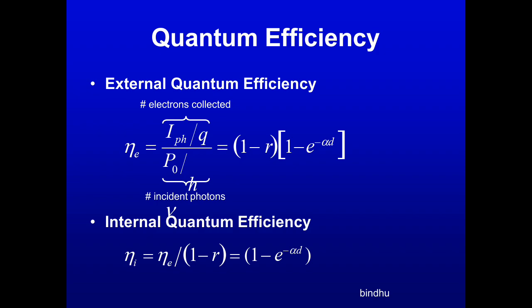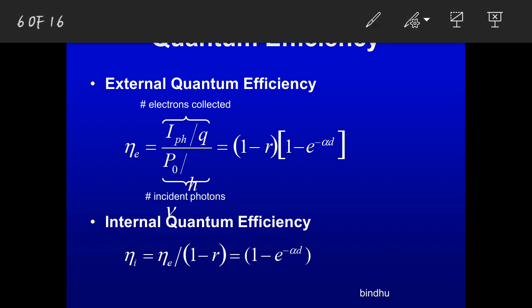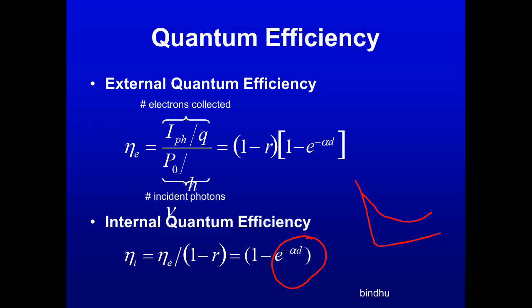So you can write down eta e as (1 minus R) times (1 minus e to the power minus alpha D). The 1 minus R and 1 minus R will be cancelled off. Therefore, the internal quantum efficiency purely depends on the exponential term. That's why we see that it decreases as it drifts down from your P to N layer. The drifting occurs, and that's how we can calculate the internal and external quantum efficiency of the system.